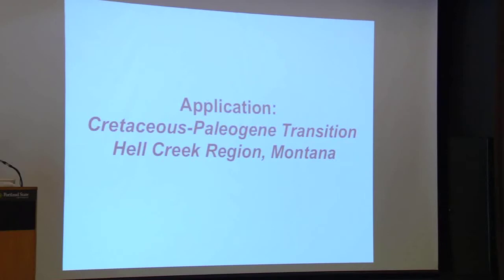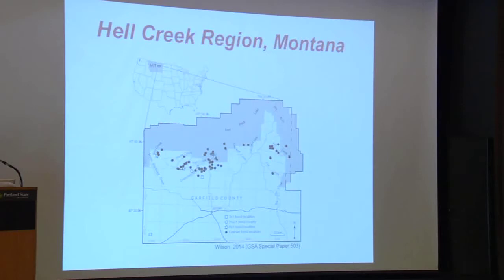Okay, so now we'll get to some data. We've got our analytical technique. We know how we're going to display our data. We all are experts on how lead isotopes work. We're going to go to the Cretaceous-Paleogene boundary in the Hell Creek region in Montana. This is located in Montana, just south of the Fort Peck Lake Reservoir. It's kind of in the middle of nowhere in Montana.